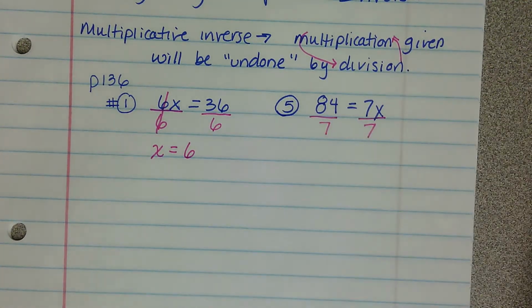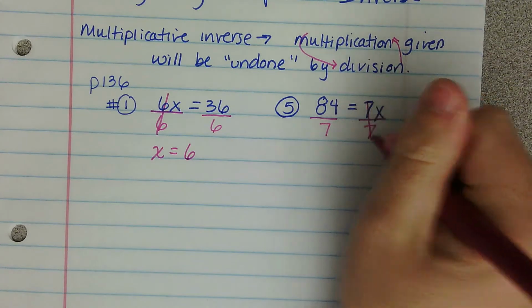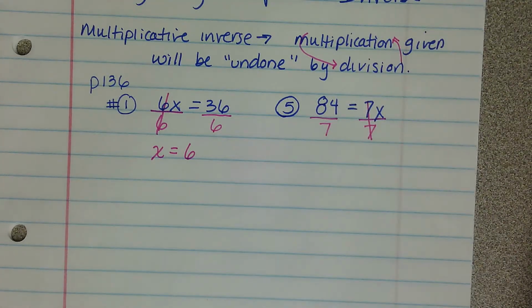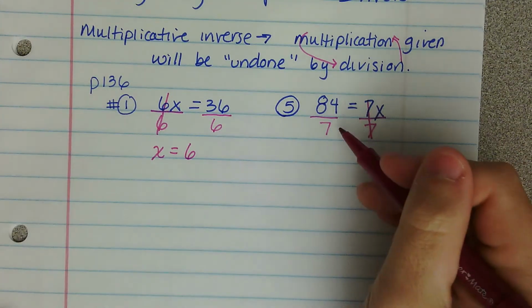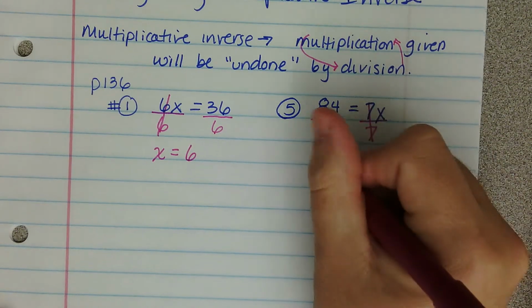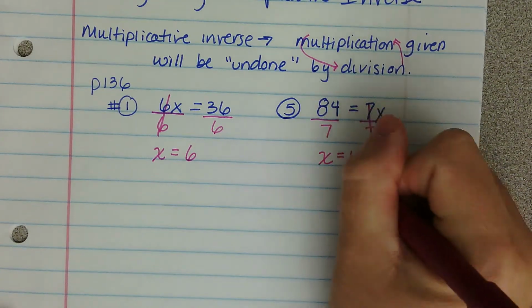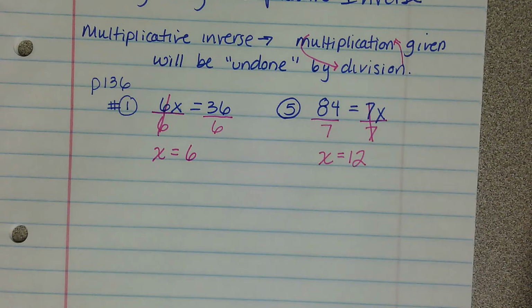Now, if you're uncomfortable with knowing what 84 divided by 7 is, if you can't do that in your head, estimate. 10 times 7 is 70. So it's got to be more than 70. Well, how much more is 84 than 70? Oh, 14. That's 7 times 2. So instead of it being 10, it's really 12. So x equals 12 in this case.